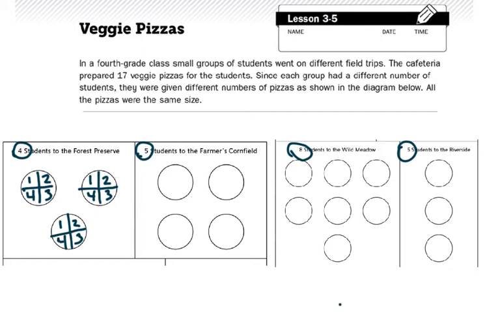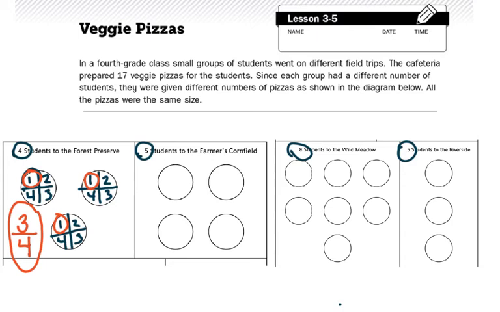So in the group going to the forest preserve, person 1 would get 1. Let me circle them. 1, 1, 2, 3 slices. So that's the top number. The bottom number of the fraction is how many equal parts each pizza is divided into, and that would be 4. That's what we're going to do for each of the following 3 groups.